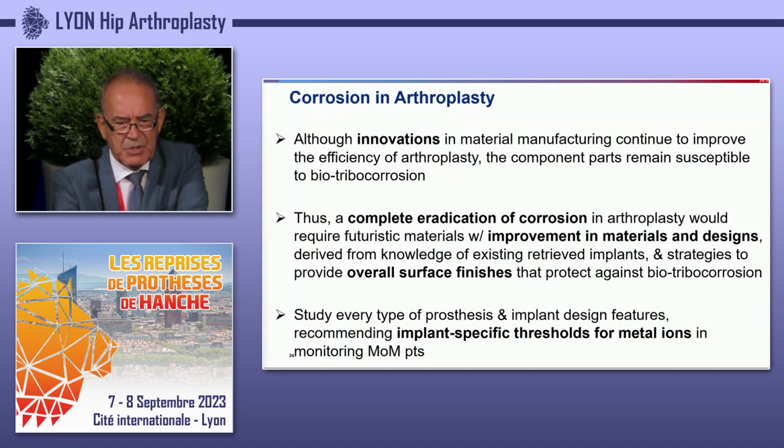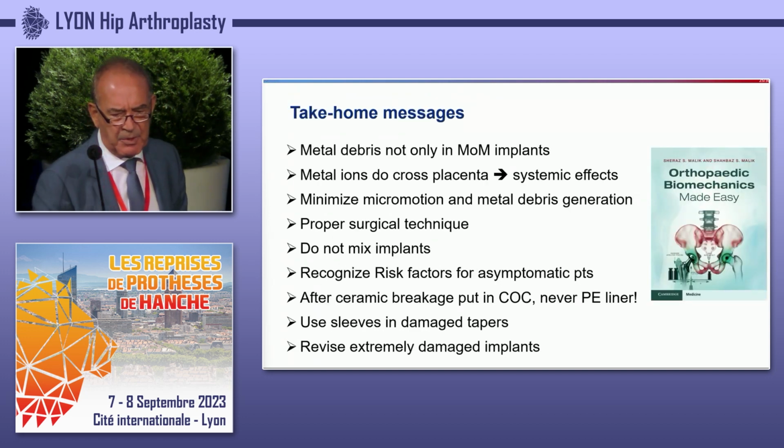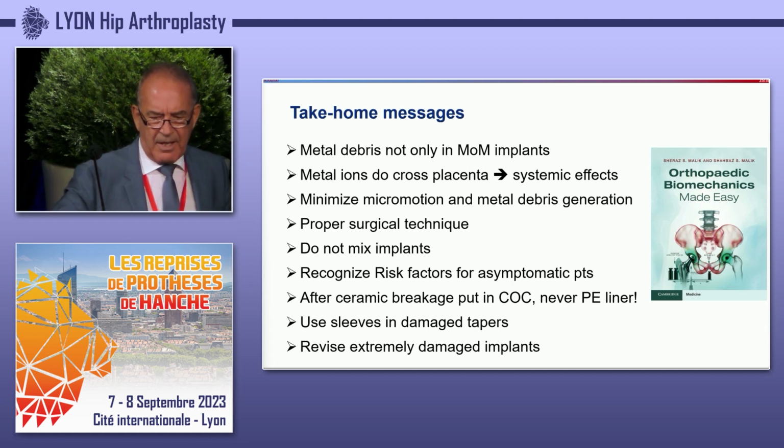And today, there are innovations, but still we have problems with these metal implants. The take-home message is that metal debris comes not only from the metal-on-metal implants. The metal ions do cross the placenta, and they cause systemic effects. Minimize micromotion and metal debris generation. Proper surgical technique is important. We shouldn't mix the implants. You need to recognize asymptomatic patients at risk, and then we need to revise.